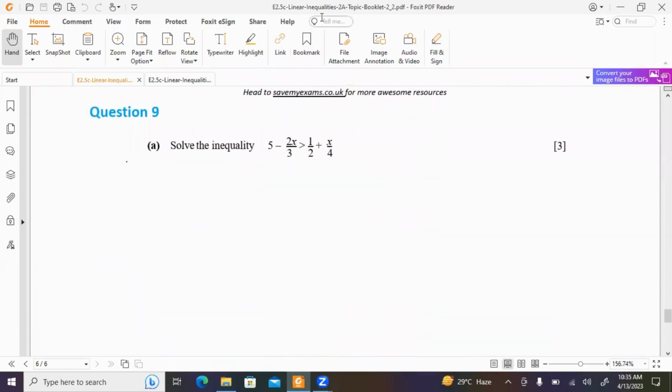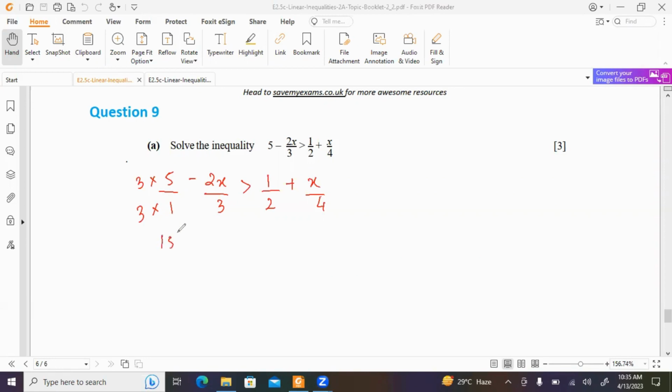Okay. Question 9. It says (5 minus 2x) over 3 is greater than 1 over 2 plus x over 4. So first we make the denominators equal on both sides, separately. So for (5 minus 2x) over 3, I'm going to multiply this by 3. Every whole number has a denominator of 1, so I'm just going to write that 1 over here, and I'm going to multiply 3 to that 1.